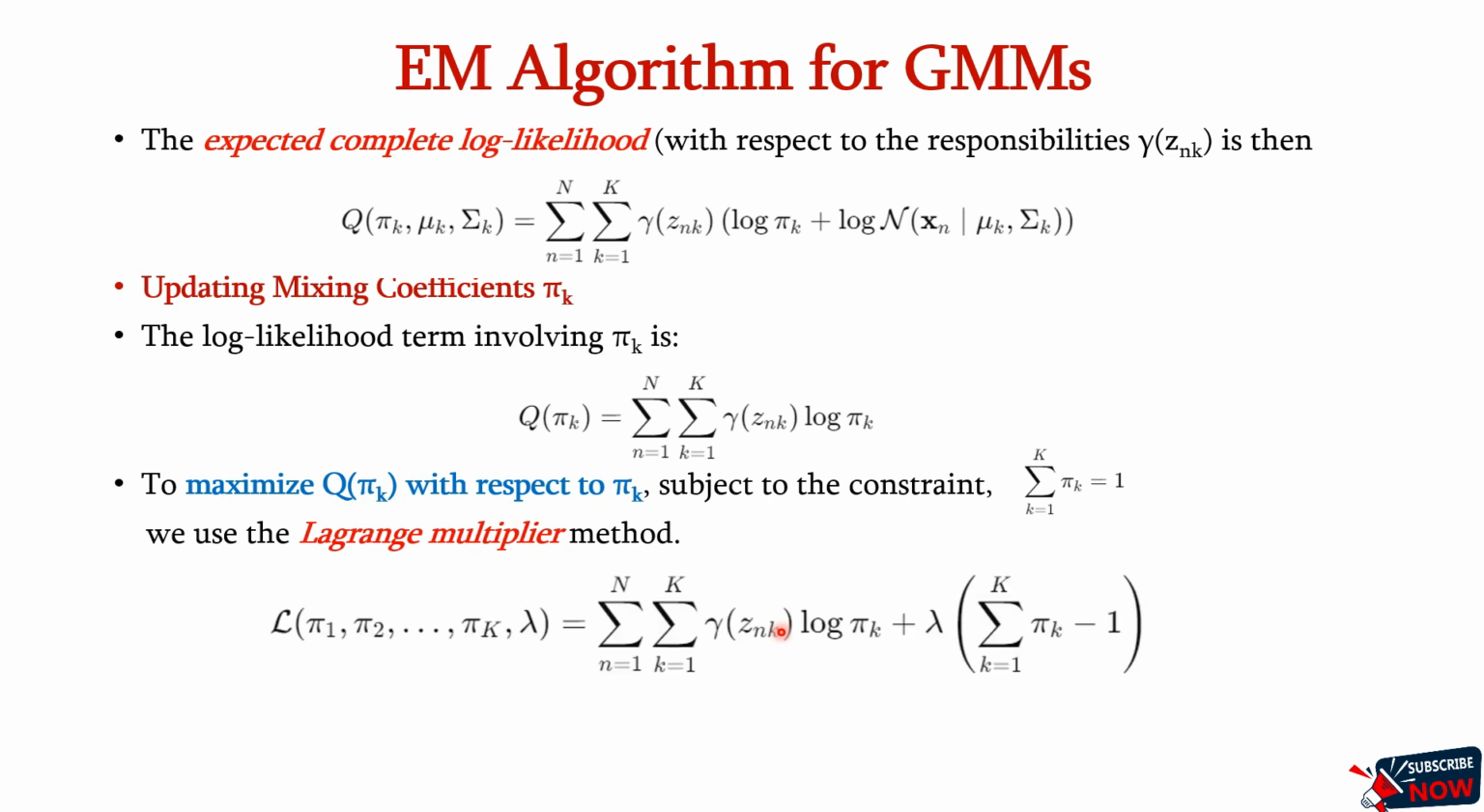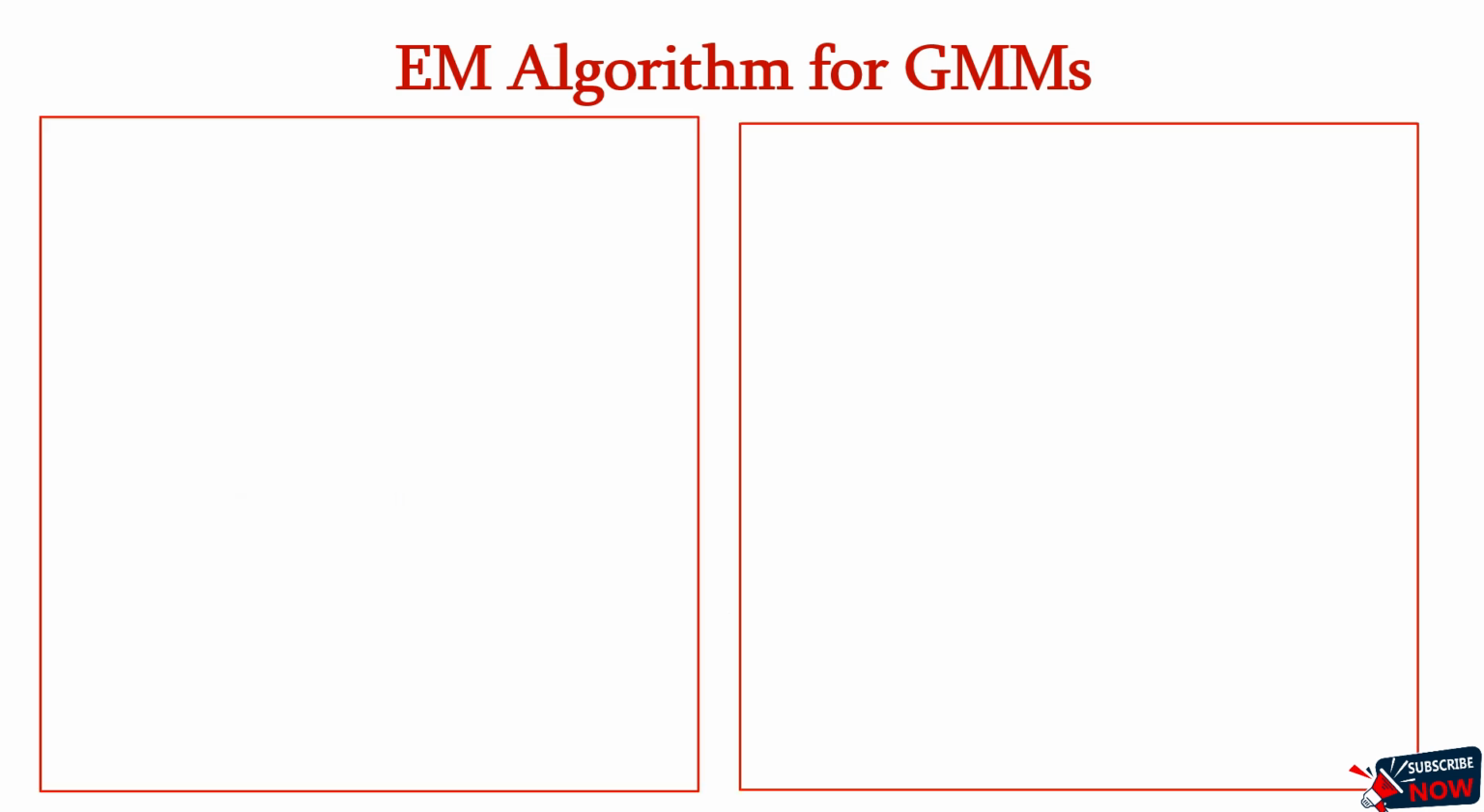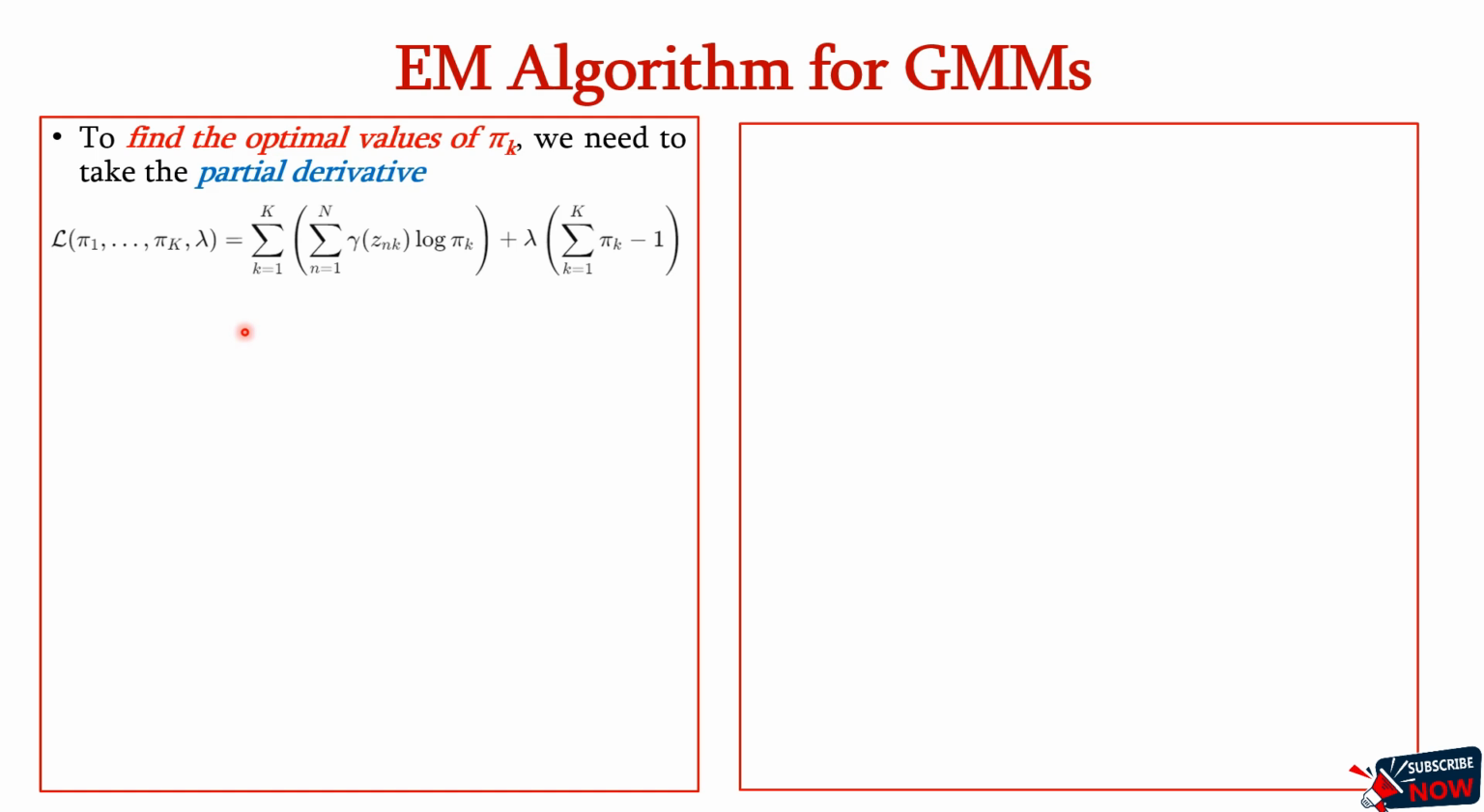So by applying the Lagrange multiplier method, this equation becomes as shown here. So here we have this term plus lambda into summation of k equal to 1 to K pi k minus 1. So this is the Lagrange multiplier method. To find the optimal values of pi k, we need to take the partial derivative of the Lagrangian equation which we have derived. So in this case, let us consider the first term.